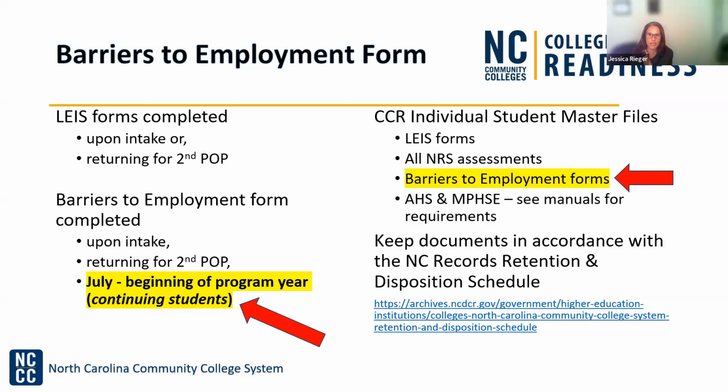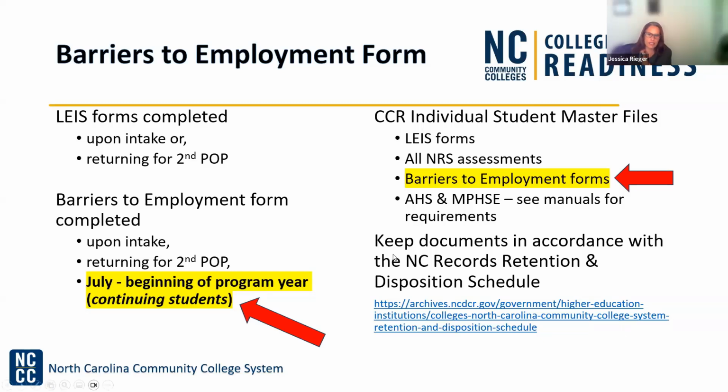That's where you keep your LEIS forms, your NRS assessments, any of your AHS or MPHSE information. So that barriers to employment form will go into that student's master file. So if you are a community college, it's not going into that class closeout file that you do for FTE compliance. It is going into the file where you're keeping your federal student compliance with LEIS forms, NRS assessments. This form will go in there.